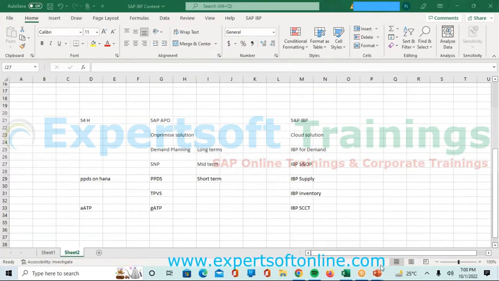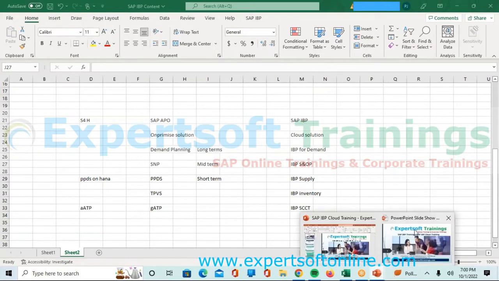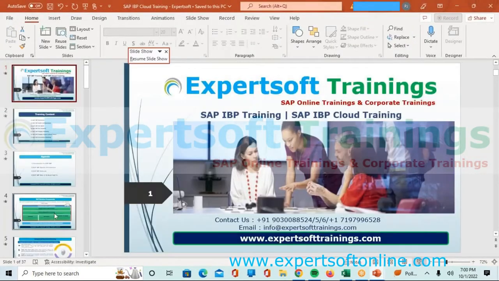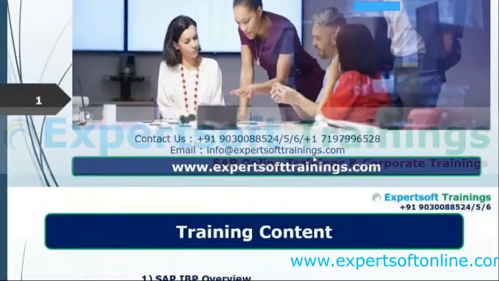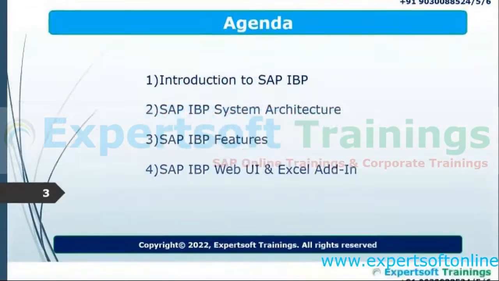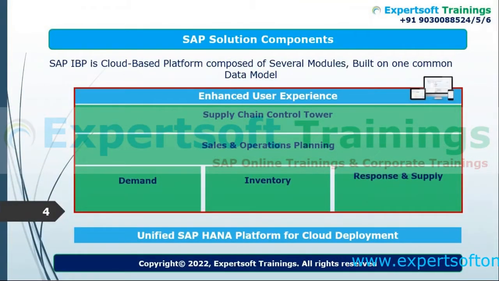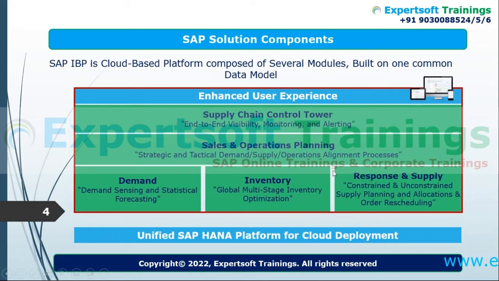Right. So now let us go on. If you see here, these are the modules available in IBP: IBP for demand, IBP for inventory, IBP for response and supply, and on top of that we have IBP S&OP, and then we have the IBP supply chain control tower. So first let us go with the demand.